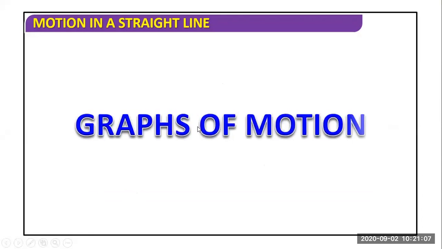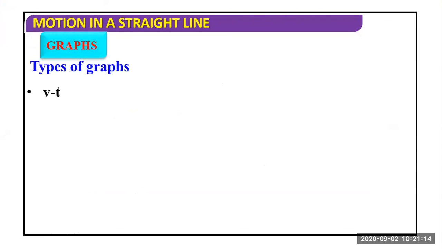Okay, we will see the graphs of motion. So different types of graph first we will see. What are the different types of graph? VT graph, the velocity time graph, AT graph, meaning acceleration time graph, VS graph. VS graph is what? Velocity and displacement graph. Then we have AS graph, acceleration and displacement graph.